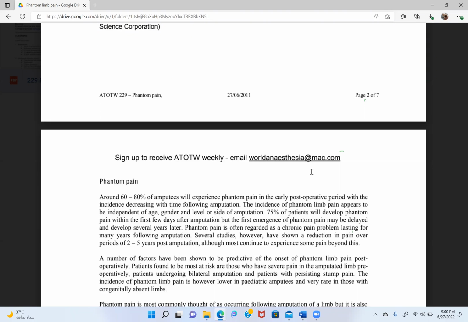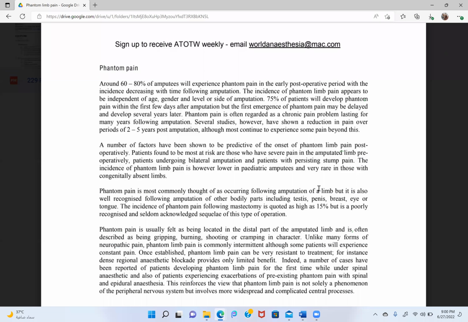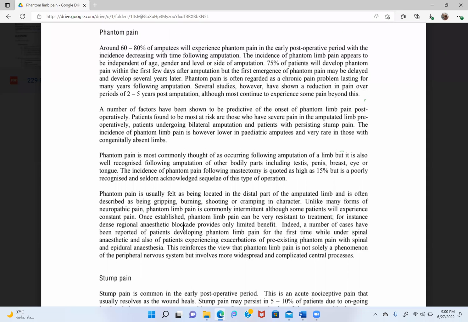Then some abnormal sensations start to develop, and the involvement is of the peripheral system, spinal cord, and the brain. There is a remapping problem. The brain is unable to understand that something is missing, so it is constantly sending messages related to that area which is not actually there. That is the main chunk of phantom limb pain. Some of the things will be written here as I discussed with you. It can occur in the testes, penis, breast, eye, tongue. There can be sensation over there.